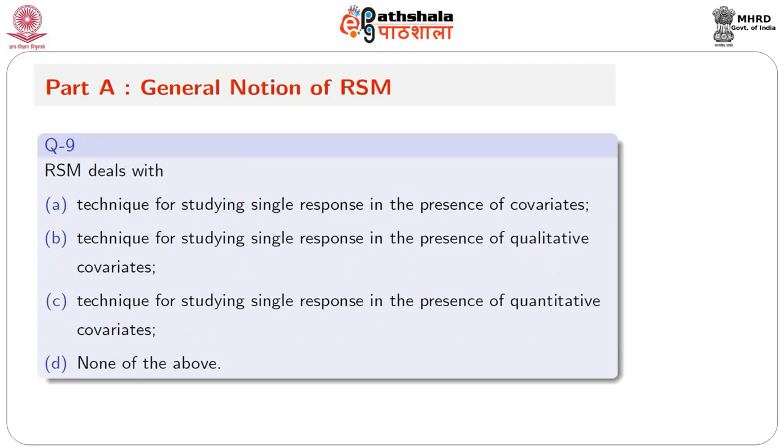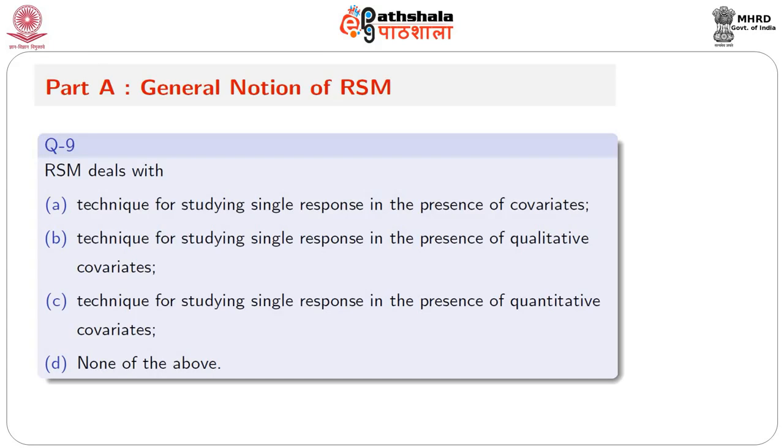Next. Here RSM deals with a technique for studying single response in the presence of covariates. It's a technique for studying single response in the presence of qualitative covariates, or in the presence of quantitative covariates, or none of the above. So the closest answer is C. Technique for studying single response in the presence of quantitative covariates.